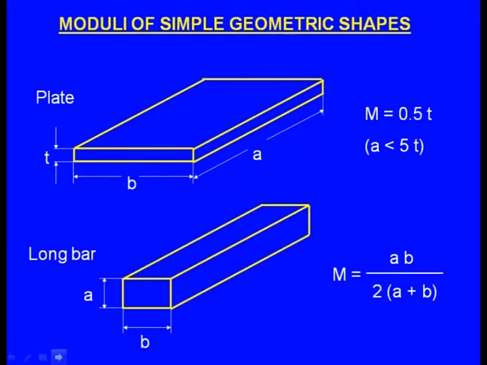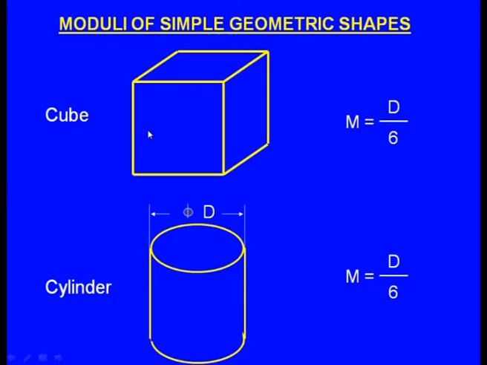Next, let us consider another simple shape, the long bar, where a is the height and b is the width. Then the modulus is equal to ab divided by 2 into (a plus b). Next, let us take the cube, another simple geometrical shape. Where one side is equal to d, the modulus is equal to d by 6. I am not showing the calculation, but even if you calculate, you will get the same values. Next, let us consider a cylinder where the diameter is equal to d. If you try to get the modulus, modulus means volume by surface area. You calculate the volume and the surface area, and the ratio of the volume to surface area, and if you calculate, it comes to be d by 6.